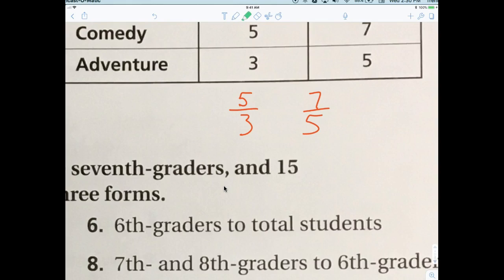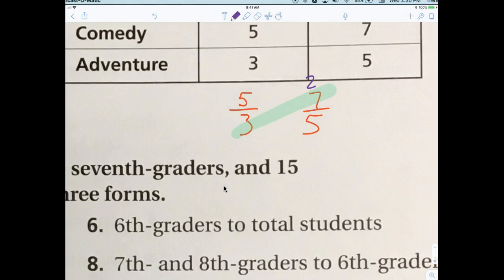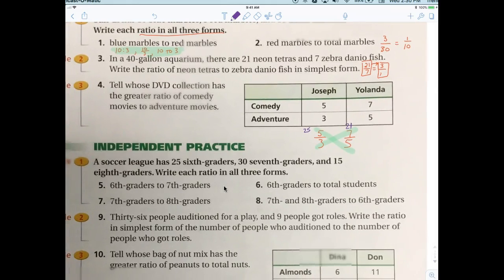So remember, you would multiply this, right? And that became a what? That became a 21. And then we multiplied what? 25. So it's 25. So who's the larger one? Joseph.